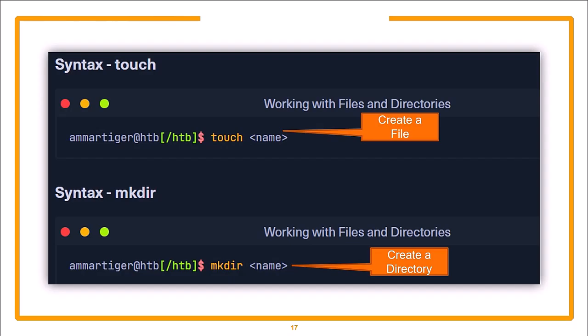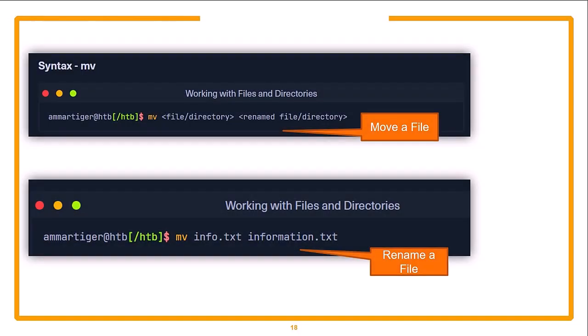Creating things in Linux is very straightforward. The touch command followed by a file name instantly creates an empty file. The mkdir command, short for make directory, creates a new folder. The mv command is a 2-in-1 tool. You use it to move a file from one folder to another. However, you also use mv to rename a file. As you can see here, by typing mv info.txt information.txt, we are basically moving the contents into a new name.